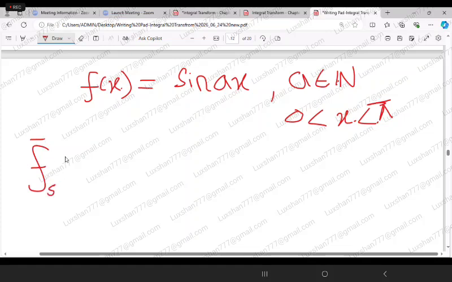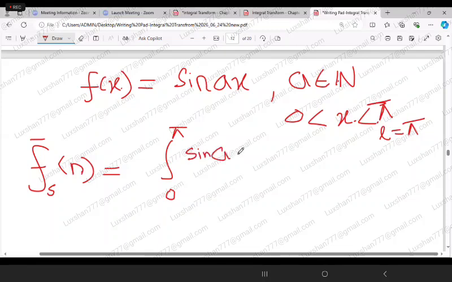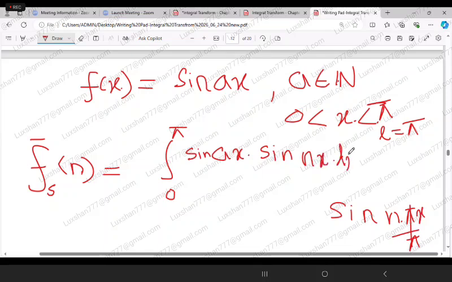F_s bar of n is equal to the integration, my L is equal to pi, so 0 to pi, sine ax into sine n pi x over L. My L is also pi, so pi gets cancelled. So I will get sine nx dx.